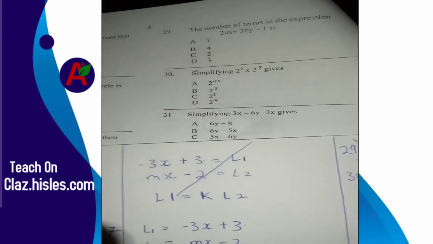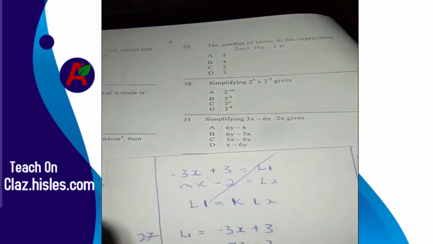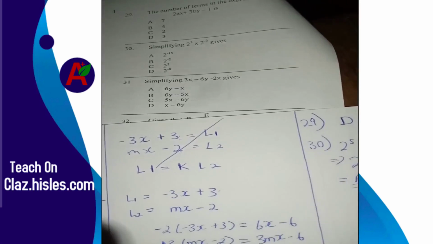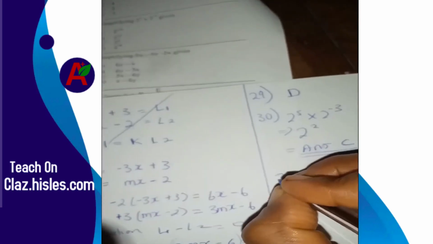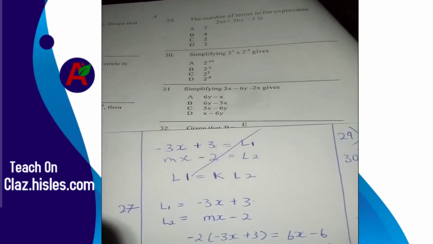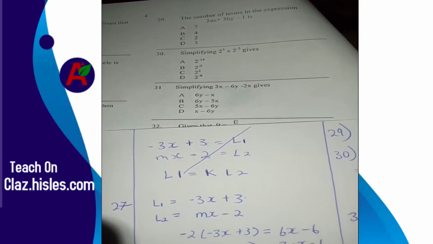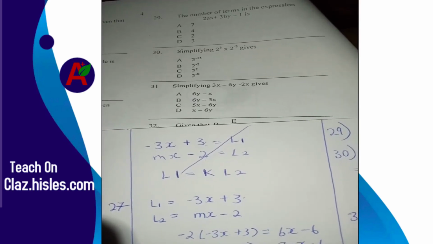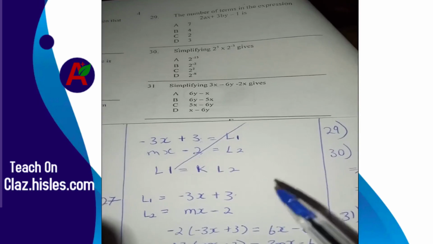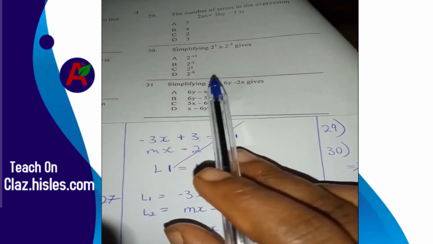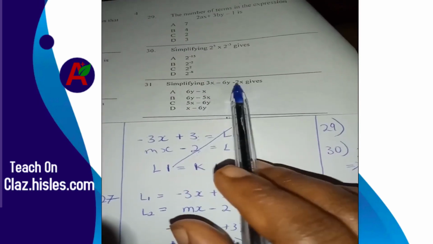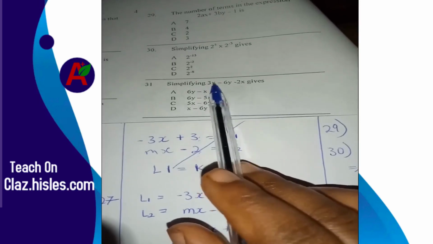And question 31. Simplify 3x minus 6y minus 2x. What do we give? Okay, let's take it. How many terms do you have? You have 2 terms, because we can simplify this further.